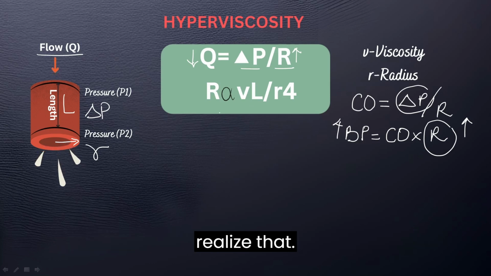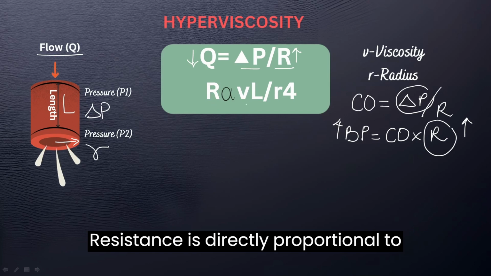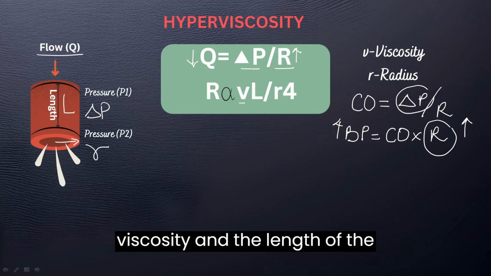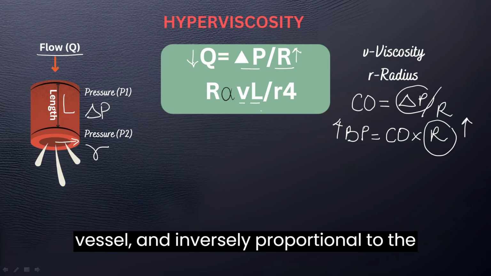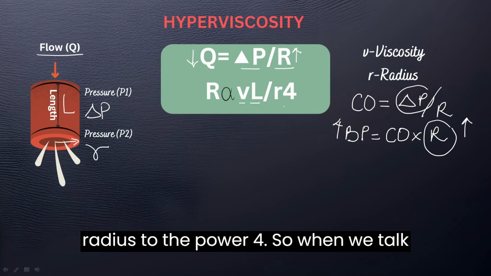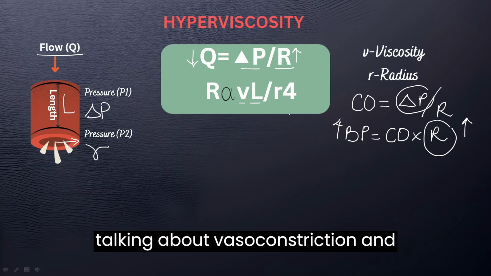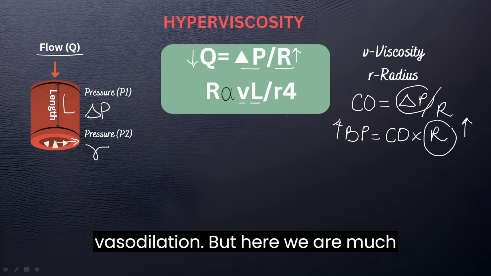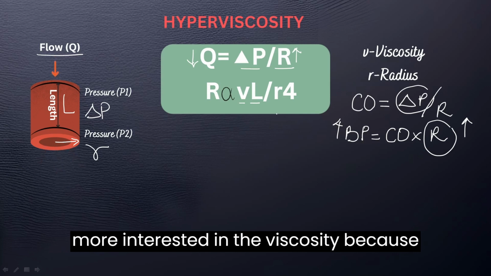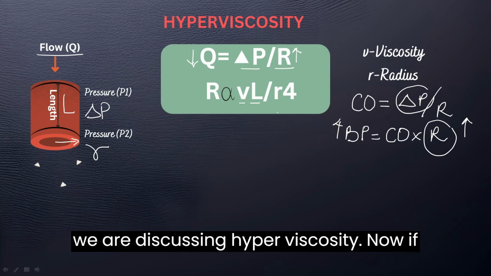Now, you also realize that resistance is directly proportional to viscosity and the length of the vessel, and inversely proportional to the radius to the power 4. So when we talk about the radius, we're going to be talking about vasoconstriction and vasodilation. But here we are much more interested in the viscosity because we're discussing hyperviscosity.